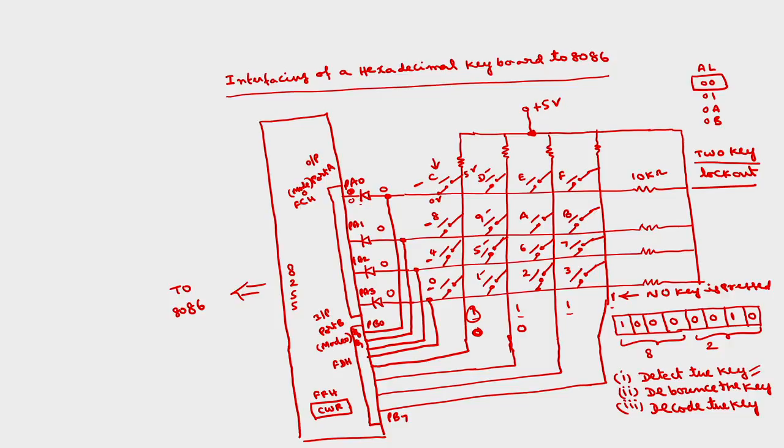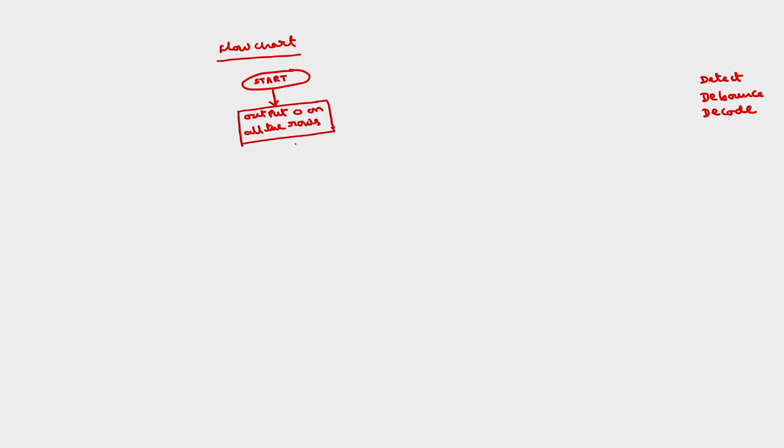Okay. So to check that, what we are going to do is we first send zeros on these rows and we'll check the status at the columns. Okay. So if no key is pressed, what will be the column status? If I send 0 and no key is pressed, here you should get all 1s, meaning no key is pressed. Okay. So that is the first step. Output 0 on all rows.